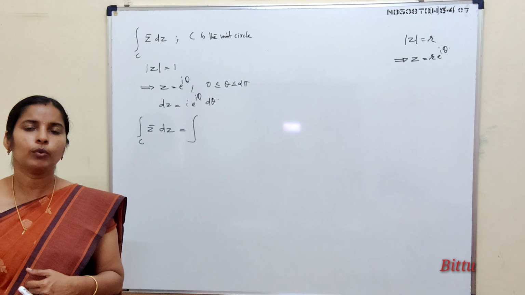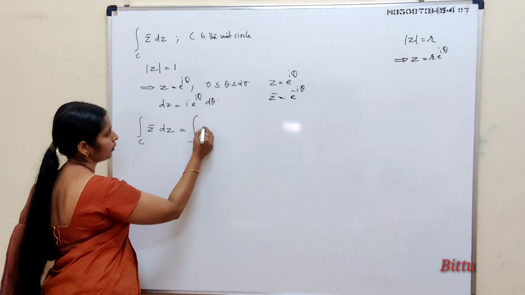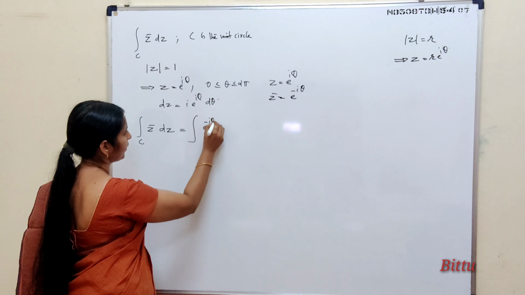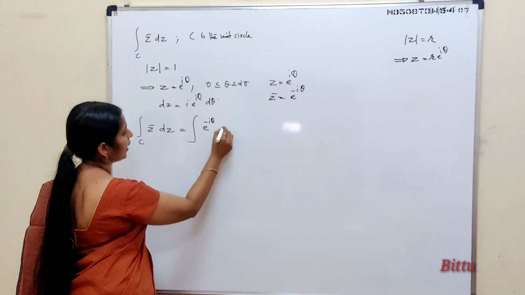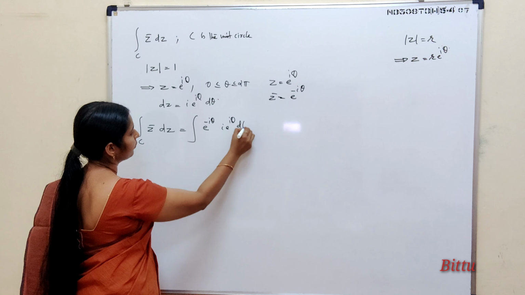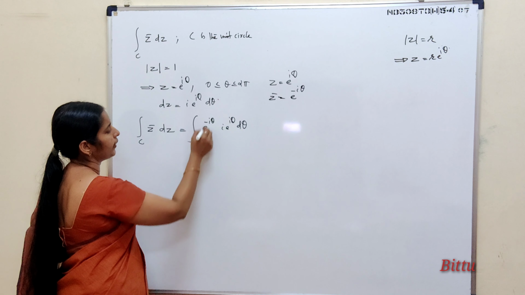So what is z conjugate? z is e raised to i theta. So what is z conjugate? Conjugate is obtained by just replacing i by minus i. So z conjugate is e raised to minus i theta. dz is i e raised to i theta d theta. Now it is completely in terms of theta.